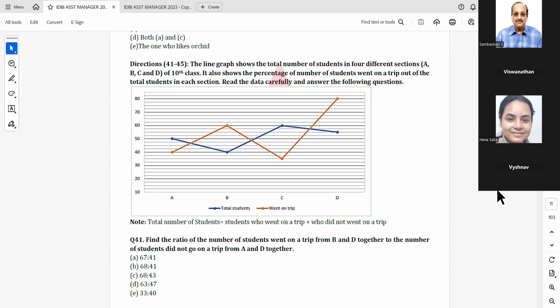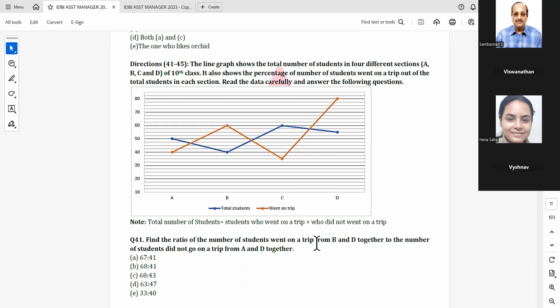No, no. First of all, we have to understand. In fact, I had the same doubt. The doubt Vishwanathan said, here the number of students is given as 40. Then how can 60 go? That shows probably 60%. Now let us try to work out. Find the ratio of the number of students who went on a trip from B and D. So now tell me, in section B, how many students are there? 40 students are there. How many went on a trip? 60%. 60% of 40 is 24.